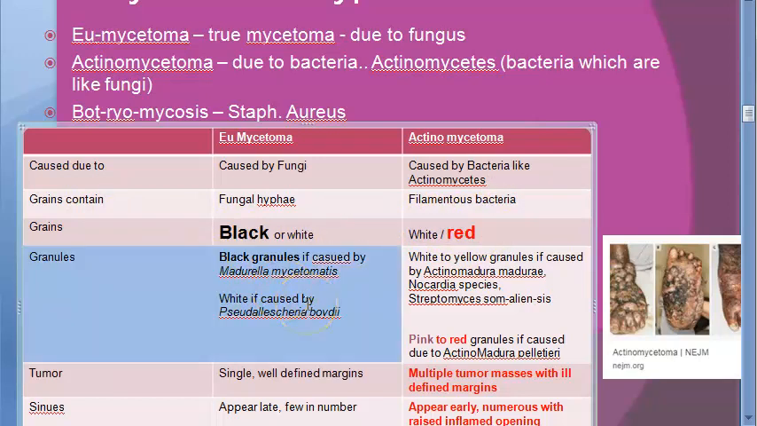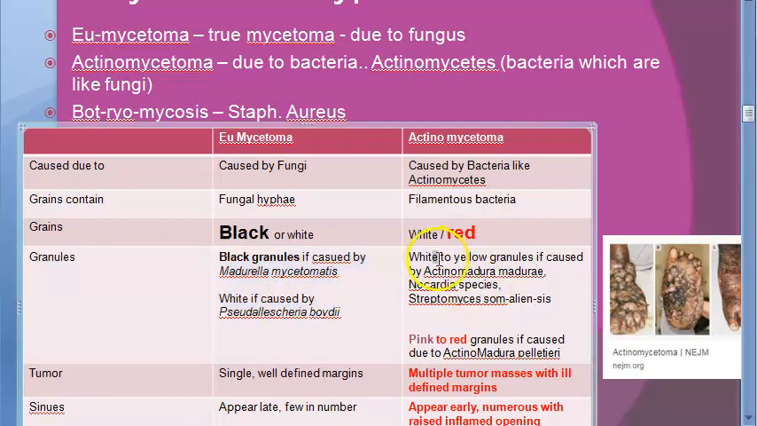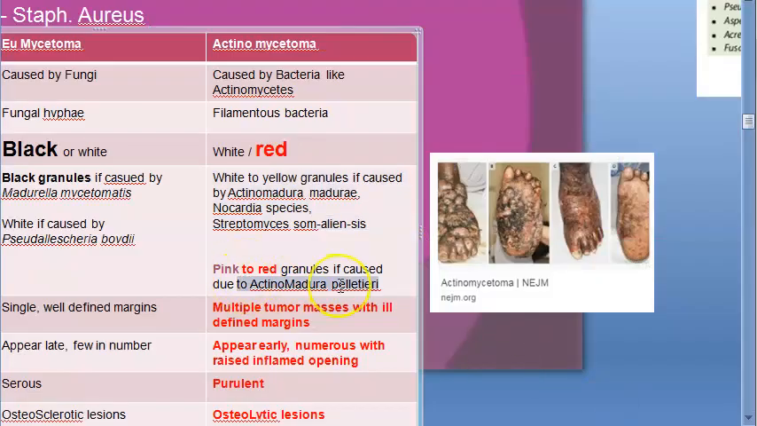Granules here will be black granules if it is caused by Madurella mycetomatis, white granules if it is caused by Pseudallescheria boydii. Here, actinomycetes, it is white to yellow granules if it is caused because of Actinomadura, and it is going to be pink to red granules if it is caused because of Actinomadura pelletieri.